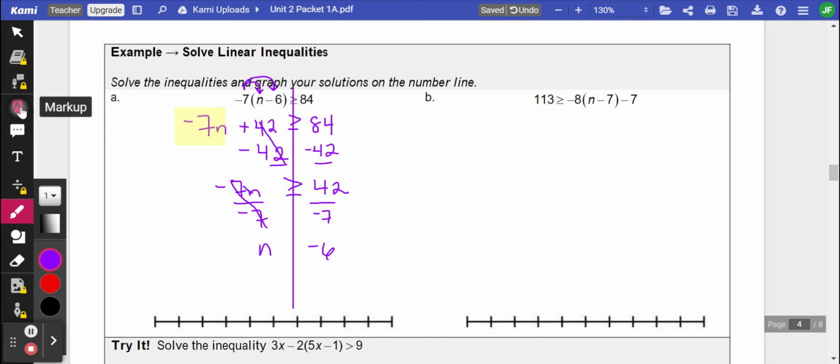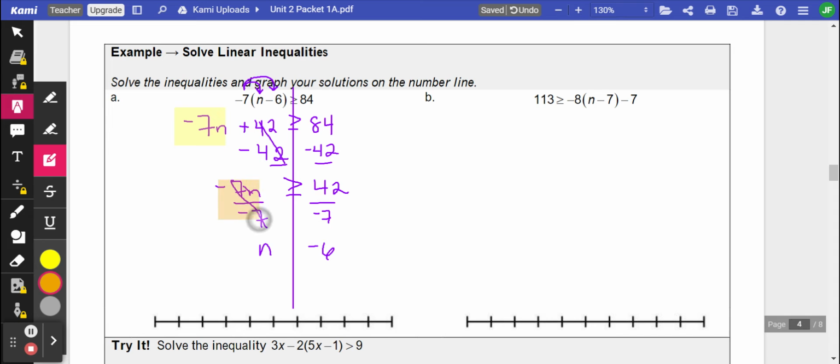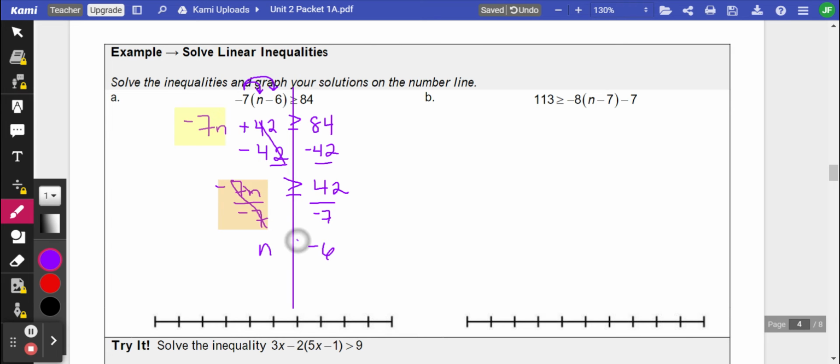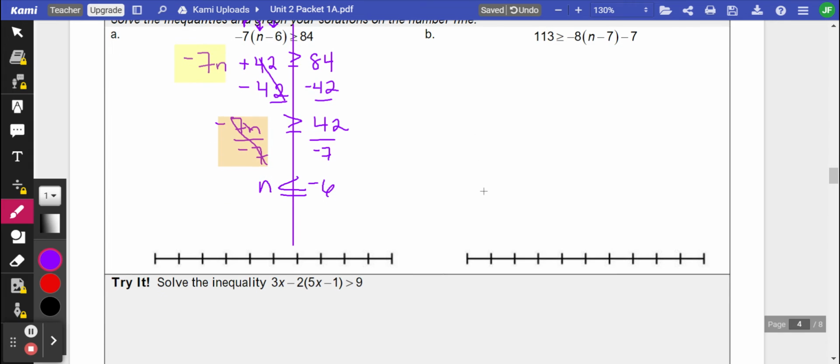And then we're going to check to see if we multiplied or divided the variable by a negative number, which we did. We divided by negative 7. So since we divided by a negative, we're going to flip our sign over. So we have n is less than or equal to negative 6. We're going to go ahead and graph that on the number line.